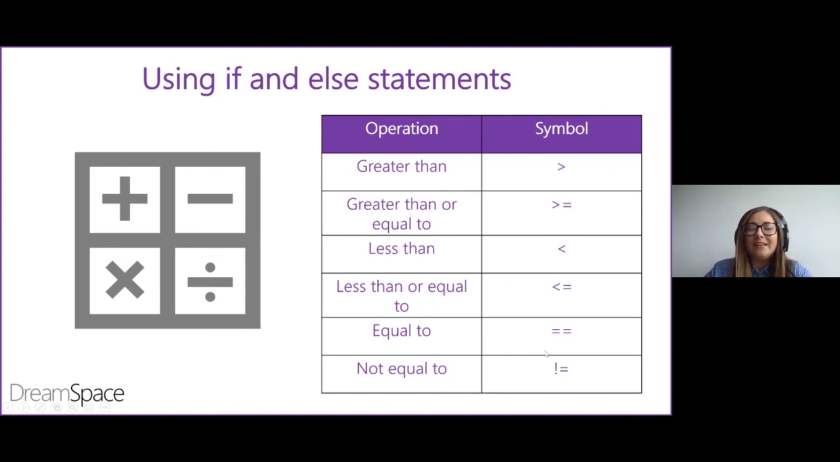Exactly. And these are new to us, aren't they? These are for Python, these are for coding. So equal to actually means that something is actually equal to. It's not just assigned to something. And then we have our lovely exclamation mark equal to, which is just not equal to.